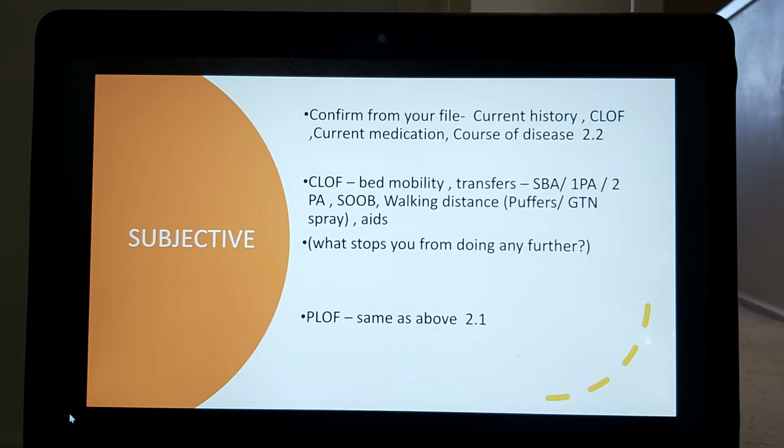Then of course, confirming the previous level of function, same as above, like how you were before. So when you ask about previous level of function, you are already working towards your long-term goal, because you will know how the person was before when he got admitted or when he got worse with his condition. So you're already working towards your long-term goal. So very important to ask the previous level of function as well.